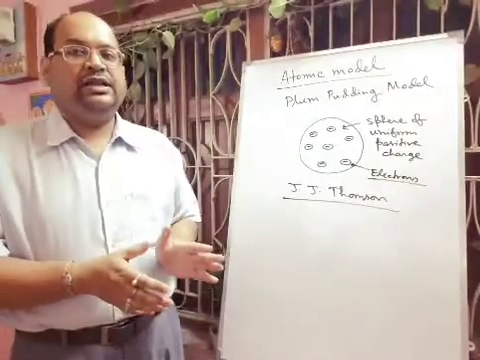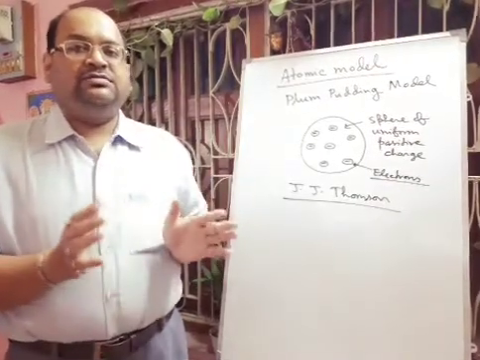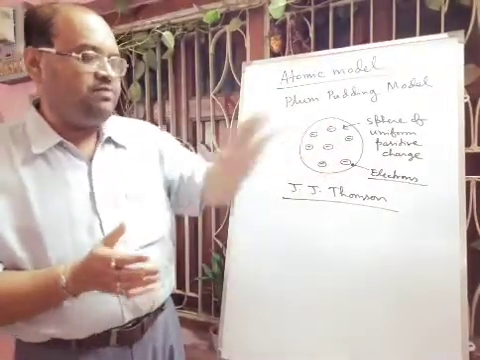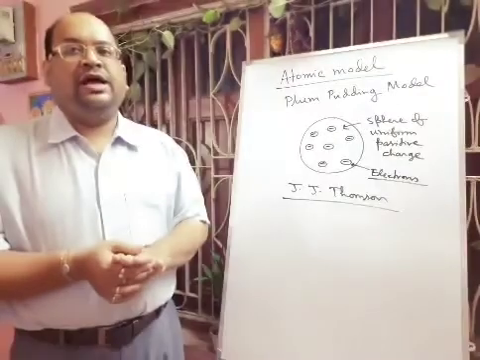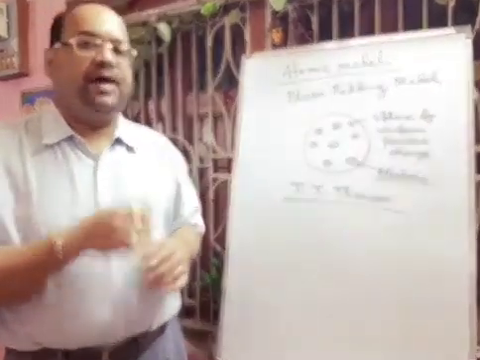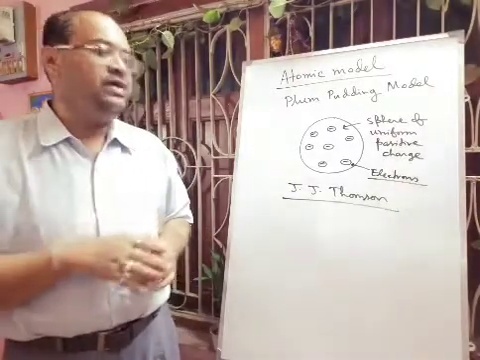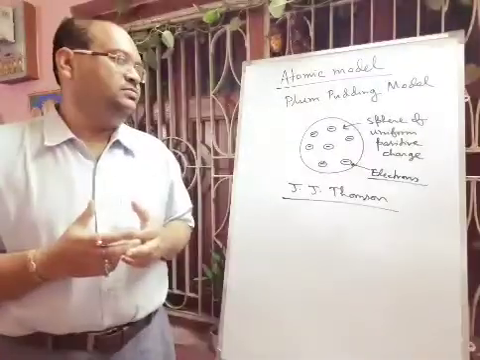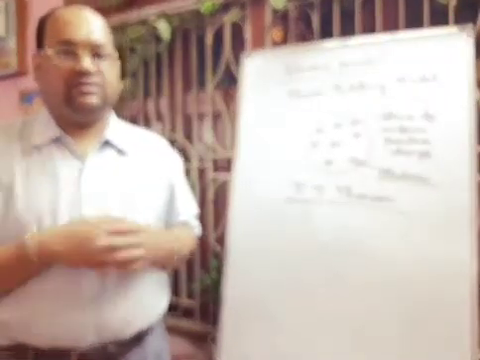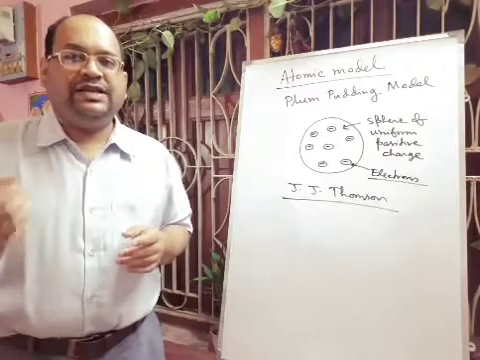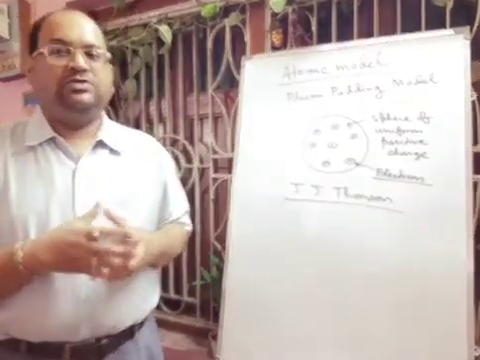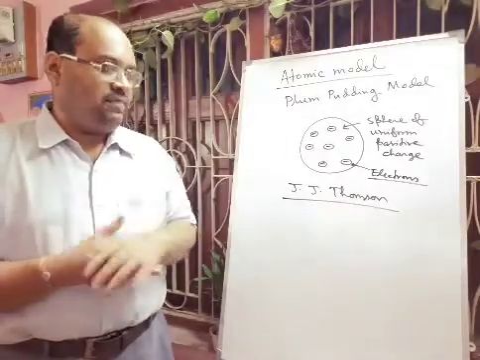In this model, an atom is a sphere of uniform charge. Here you see, this is a sphere of uniform positive charge, and the electrons are embedded, like plums in pudding. You can consider a watermelon, and the watermelon seeds are like electrons. These seeds are evenly distributed in the red spongy mass of the watermelon. So this is nothing but the plum pudding model.